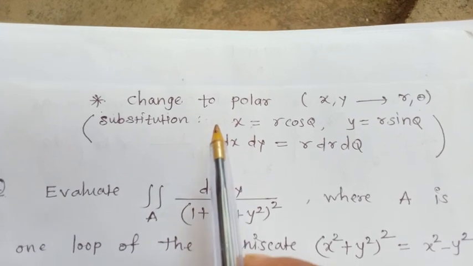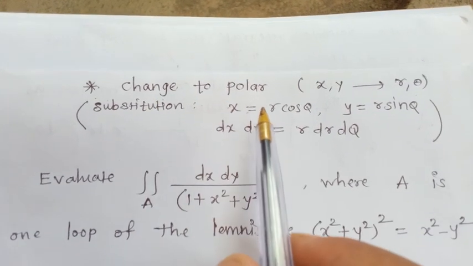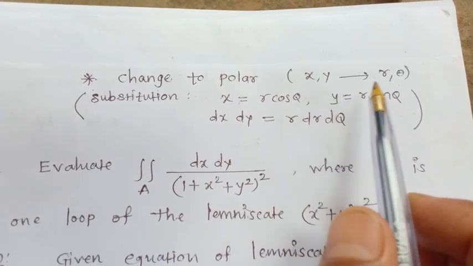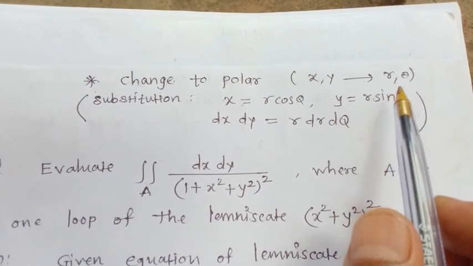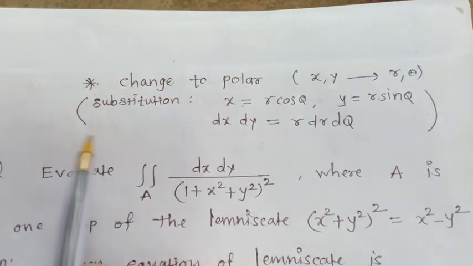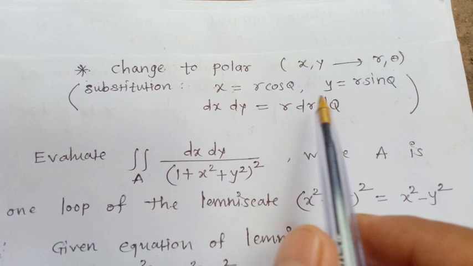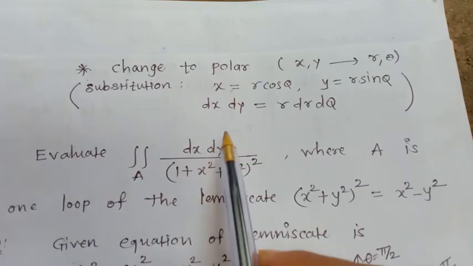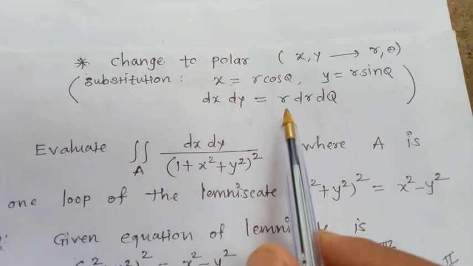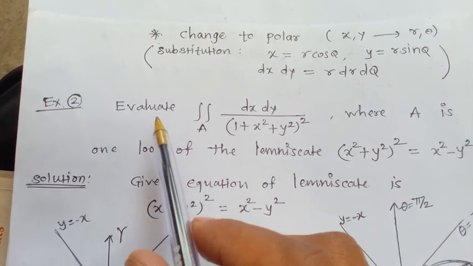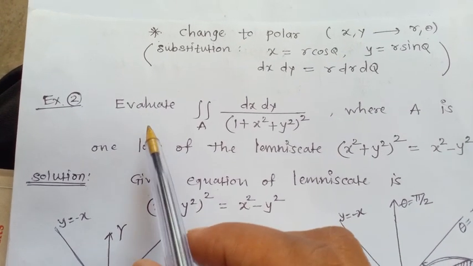In this lecture, we are going to discuss the topic change to polar. In that, we have to convert our Cartesian coordinate system xy into the polar coordinate system r and theta. And for this, we know that there is a standard substitution. That is, we have to replace x by r cos theta, y by r sin theta, and dx dy by r dr d theta.